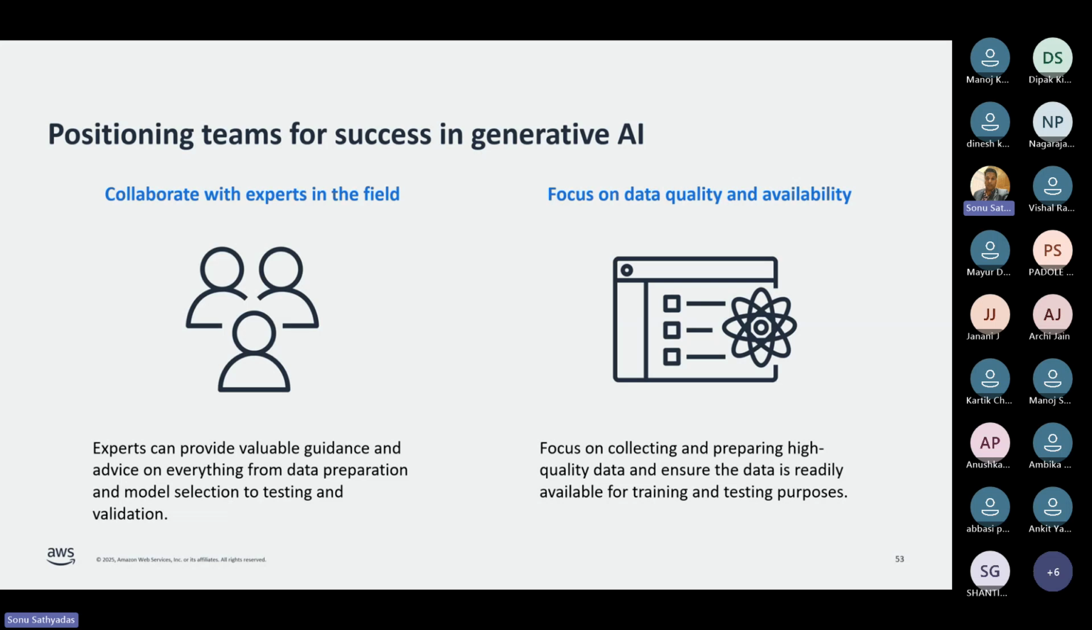Position the teams for success in generative AI by collaborating with experts in the field. Experts can provide valuable guidance and advice on everything from data preparation and model selection to testing and validation. So bring the experts in so that they can guide what kind of data to use, how the data needs to be prepared, how to validate the data, which model to select, how to do the training, and how to do the validation.